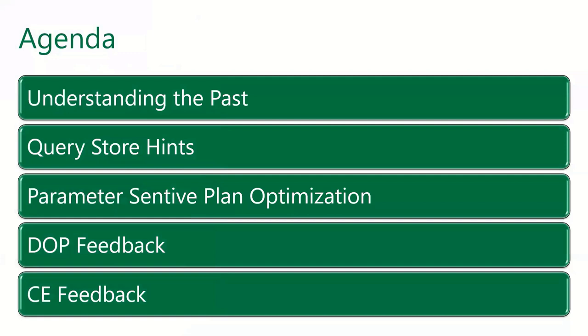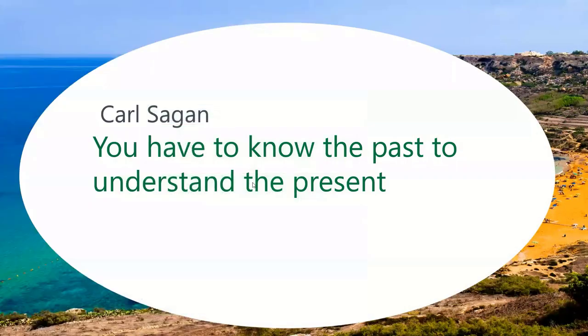So, our agenda today: we'll understand a bit about the past features that affect the new features. We'll talk about query store hints, parameter sensitive plan optimization, DOP feedback, and CE feedback. And as Carl Sagan says, you have to know the past to understand the present. The current features may be so complex in some way that we need to understand where they come from, the past. How it was before 2016.